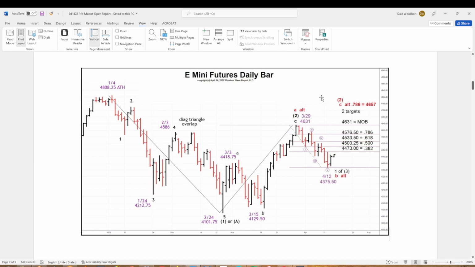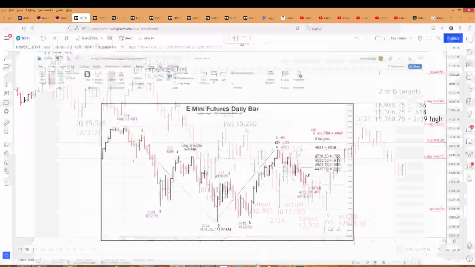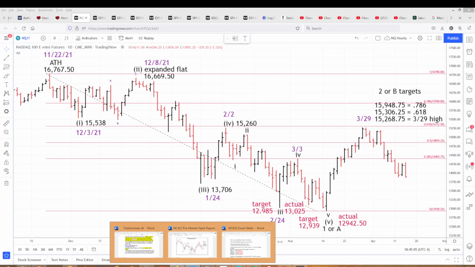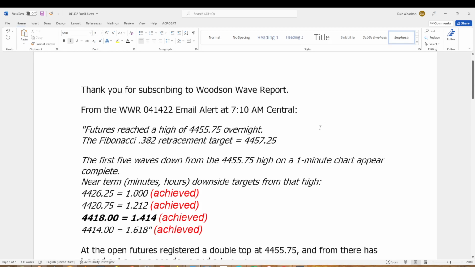So we want to get back into those email alerts if I can. Let me show you guys that. So after the 1 a.m., we put out one at 7 a.m., hour and a half before opening, and futures reached a high of 44.55.75 overnight. Okay, that was really near our target of 44.57. Okay, and then we give these downside targets.